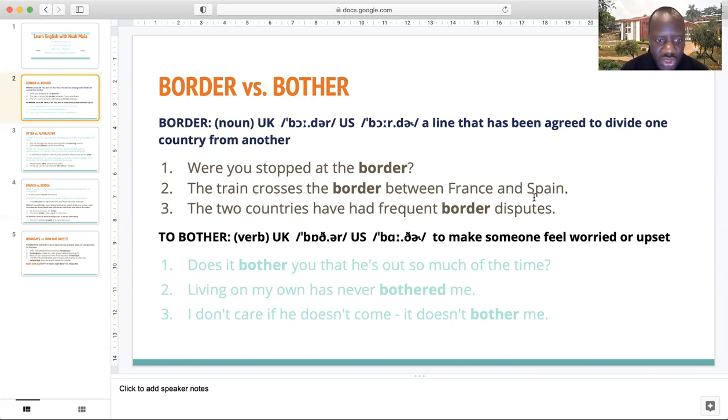Another example, using again the sound border. Now this time around, I'm not talking about border as a boundary, but the verb to bother, to bother about something, to worry about something, to make someone feel worried or upset. And this is actually B-O-T-H-E-R. But many people, when they want to write this one, B-O-T-H-E-R, they go and write border, which is a boundary. So watch out and do not confuse this again. To bother actually means to make someone feel worried or upset.